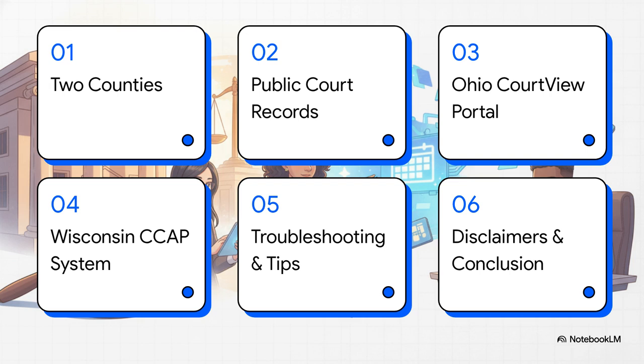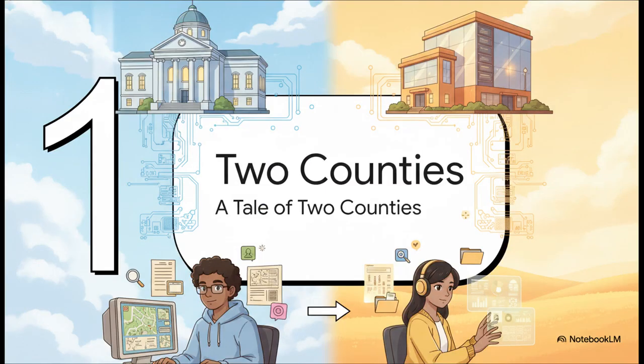First, we'll look at the tale of the 2 counties. Then, we'll break down how to actually understand public court records. After that, we'll navigate Ohio's Court View portal, followed by a look at Wisconsin's CCAP system. We'll wrap things up with some troubleshooting and expert tips, and finally run through a few essential disclaimers. All right, let's jump right into part 1, a tale of 2 counties.